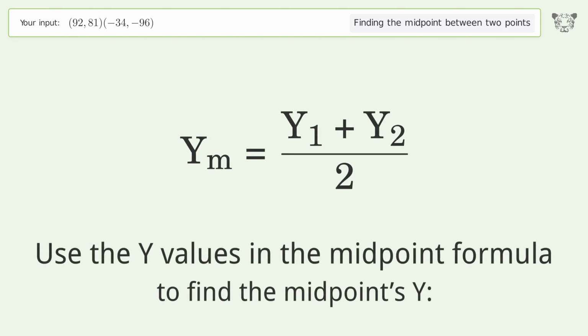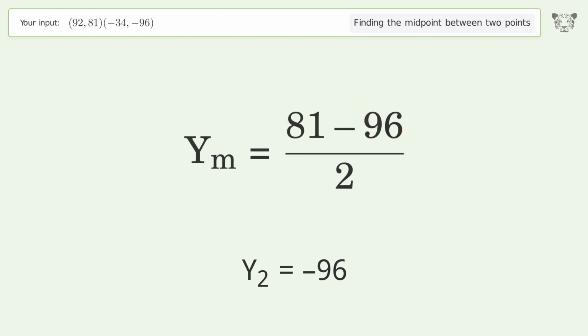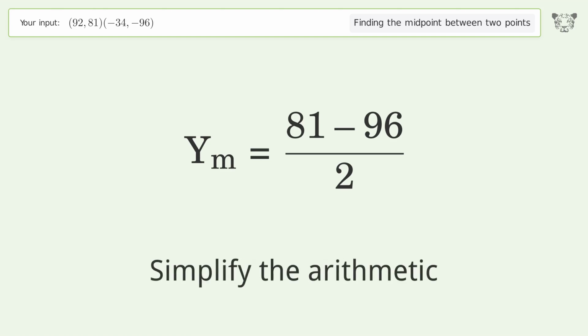Use the y values in the midpoint formula to find the midpoint's y. y1 equals 81. y2 equals -96. Simplify the arithmetic.